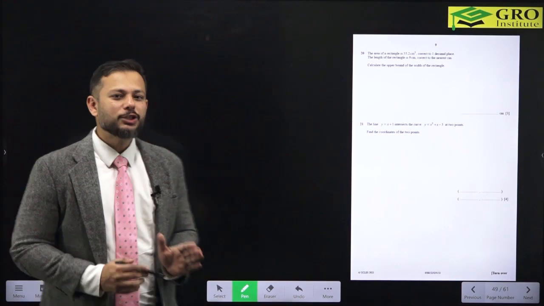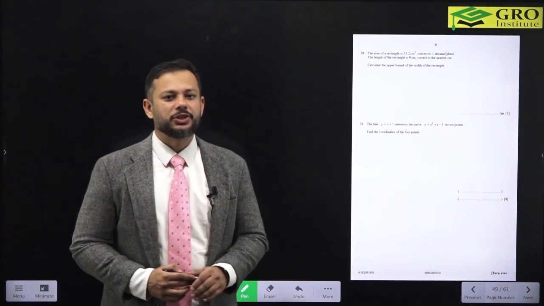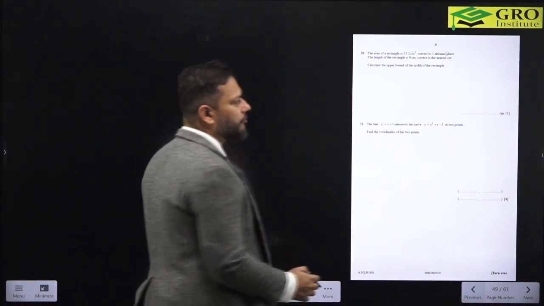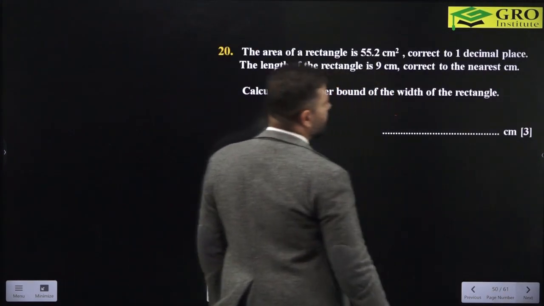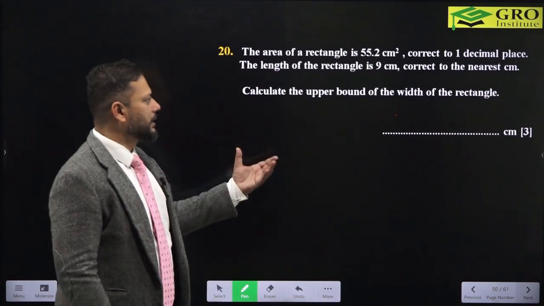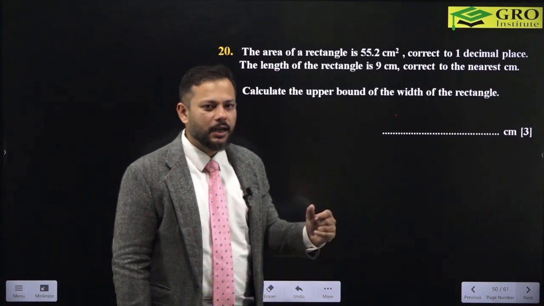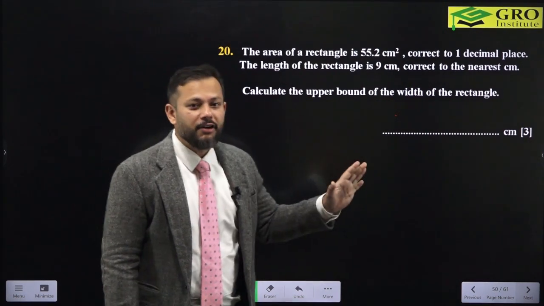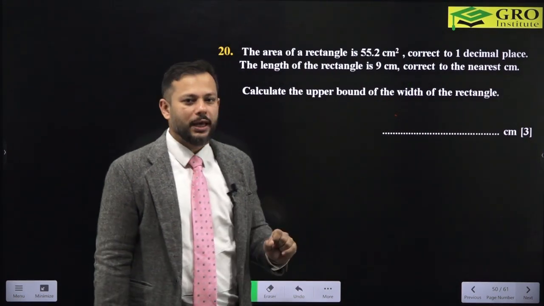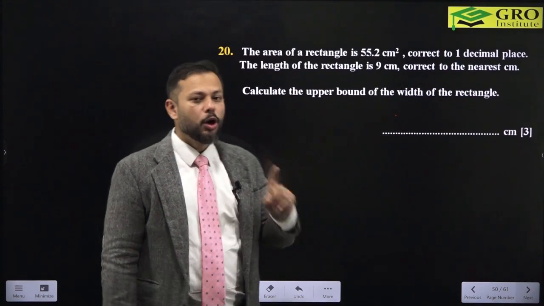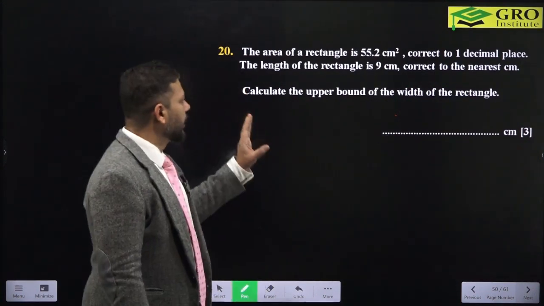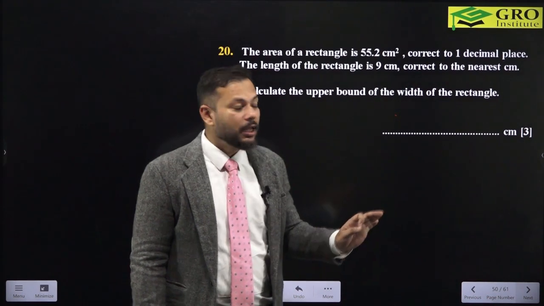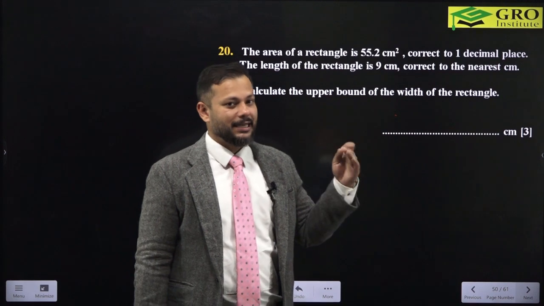So yes, let us move to the next question, question number 20. That is about finding the upper bounds and lower bounds, right? It is related to the area of a rectangle. We are being given the area of the rectangle as 55.2 centimeter square, written correct to 1 decimal place. The length of the rectangle is also given as 9 centimeter, correct to the nearest centimeter.